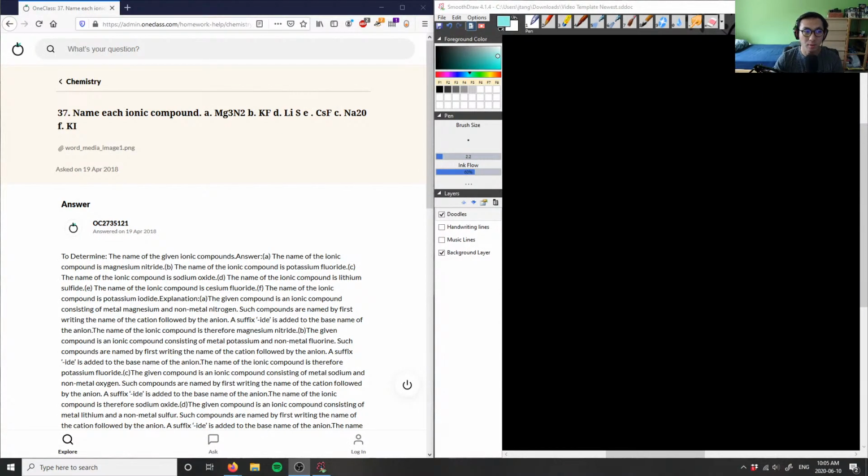All right, so our first problem says name each ionic compound, and then you have a series of 6 compounds. So let's get started on these first. We know that each of them is ionic. This is a good hint because if it was a molecular compound, the nomenclature would differ. So for any ionic substance, just a little review.